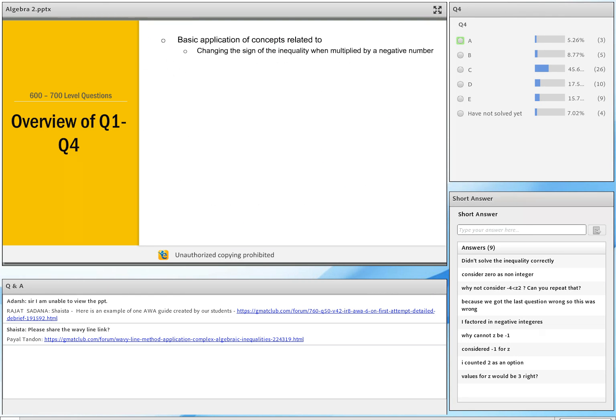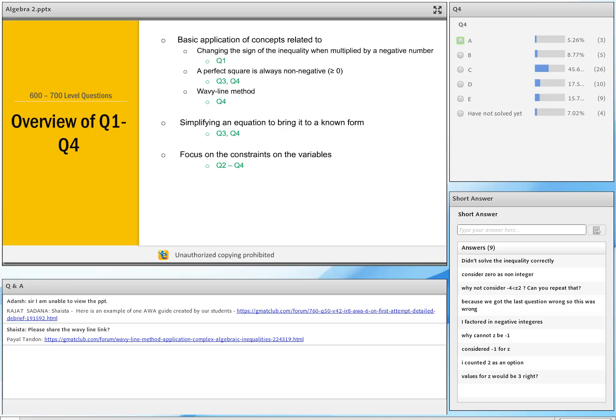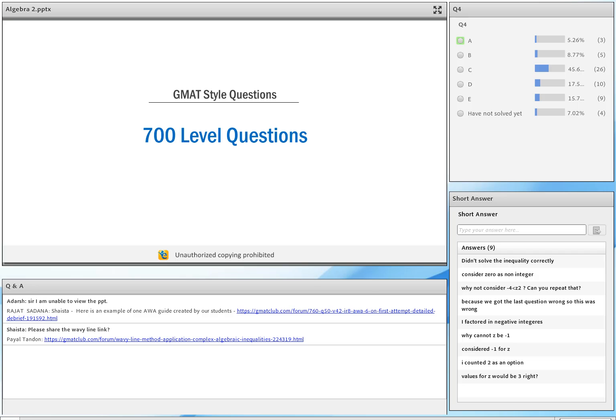Basically what we've done is we've solved questions related to change of sign. We also saw perfect square is always non-negative, greater than or equal to 0. Somebody asked me, why do you have the greater than or equal to sign? Because we are talking about z square, so you need to include the greater than or equal to sign there. Then the wavy line method, we applied that. Then we brought the equation into the same form. Then we focused on the constraints on the variables. That is a very, very important process skill. And then lastly, for those of you who read z square as z, again, read the question statement properly.